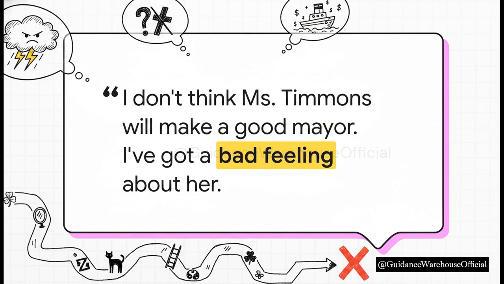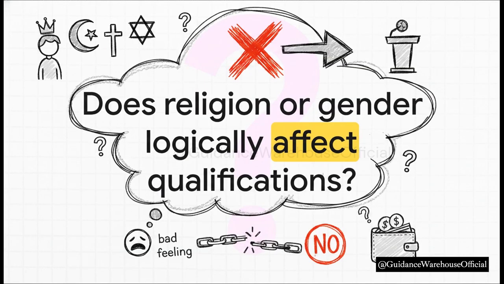Notice how the speaker states a clear conclusion: don't vote for Ms. Timmons, and then offers a laundry list of what they're presenting as quote-unquote reasons. But let's pause and ask ourselves a really critical question here. Does belonging to a specific religion or sharing a gender with a past mayor have absolutely any logical bearing on someone's qualification for office? The answer, obviously, is no. A bad feeling is just an emotion. A candidate's religion is completely irrelevant to their competency to govern a city, and tying her to a past bankruptcy simply because they share a gender, that is a completely spurious connection. This single argument is an absolute goldmine of informal fallacies because literally none of the reasons logically support the conclusion.